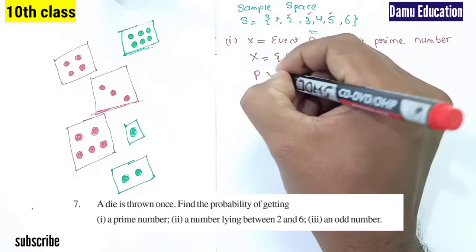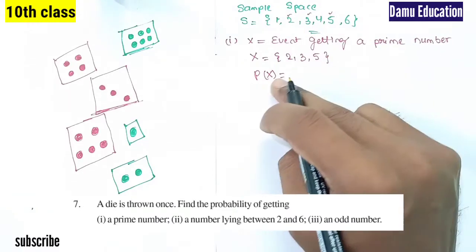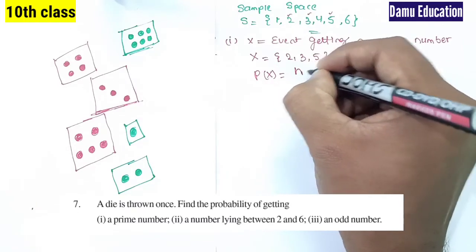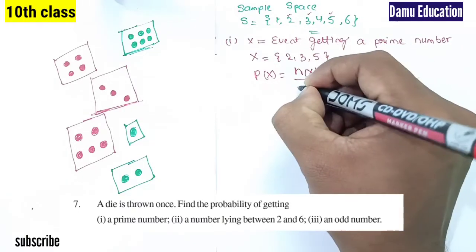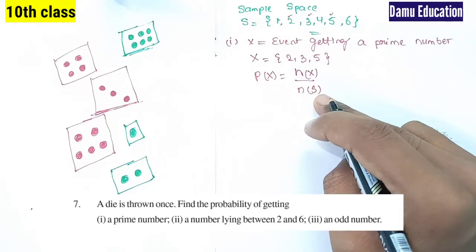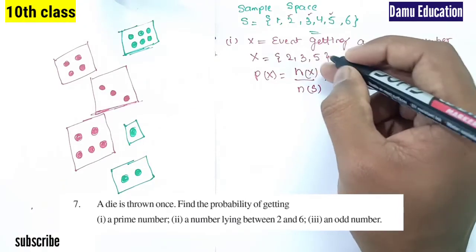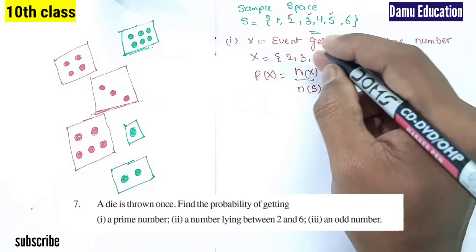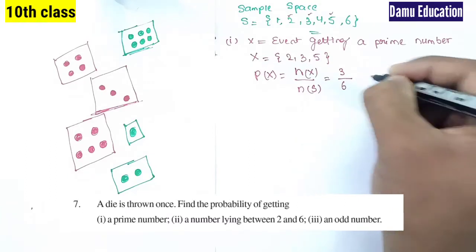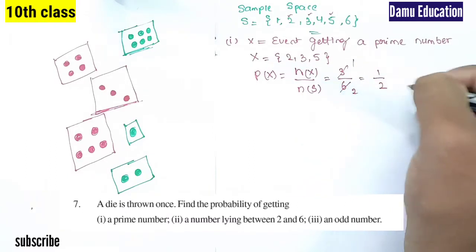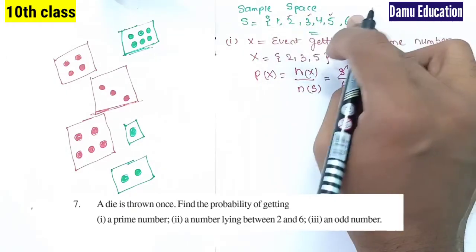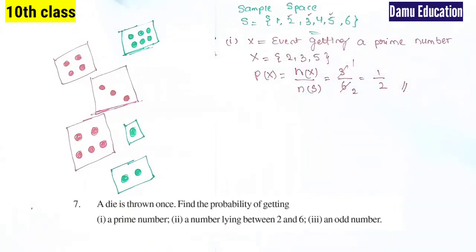Then what is the required probability? The probability of event X, getting a prime number, is equal to n of X, the number of possible outcomes of X, divided by the total number of outcomes in the sample space. The number of outcomes for getting a prime number is 3, and the total is 6. 3 ones are 3, 3 twos are 6, so it is 1 by 2. So the probability of getting a prime number is 1 by 2.